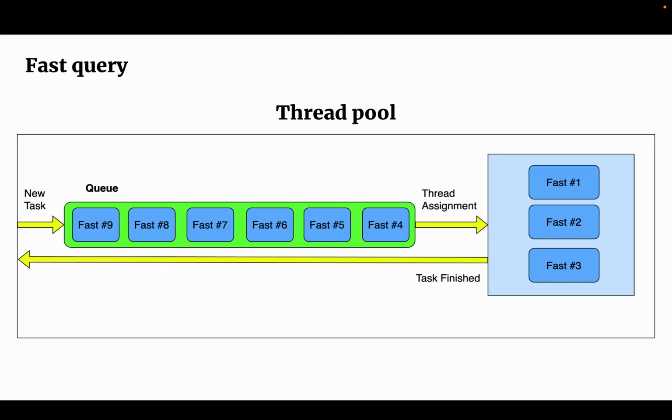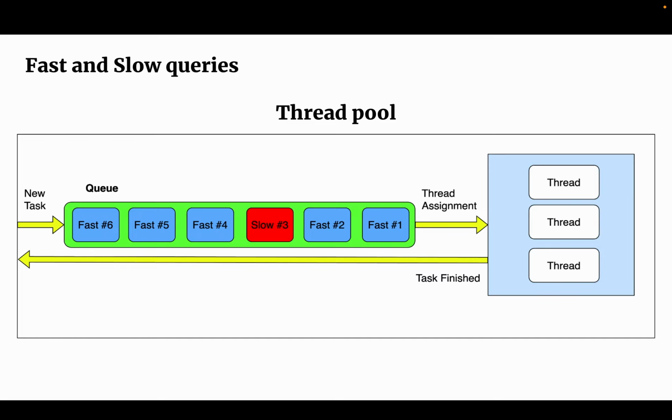The thread allocator assigns each task to an available thread for execution. Since the time to execute each task is quick, we can process incoming requests very efficiently. This ensures that our clients experience minimal wait times, as they don't have to wait long for a response from our search engine.